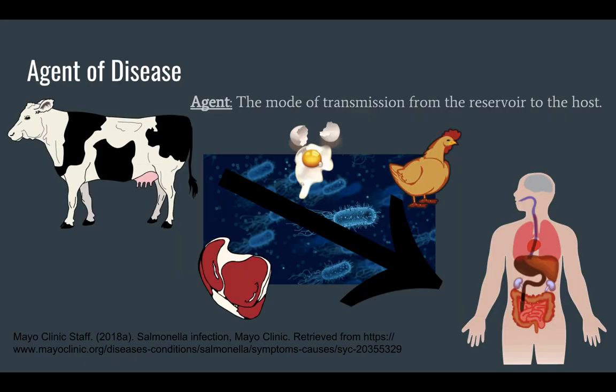An agent of disease is considered to be the mode of transmission from the reservoir to the host. Since Salmonella is a bacterial disease, the reservoir is typically a bacteria that resides on an animal like a cow. The bacteria is then passed on to humans through uncooked and raw meat, poultry, and eggs. The bacteria has now been passed down from the animal reservoir to the host, which is a human.